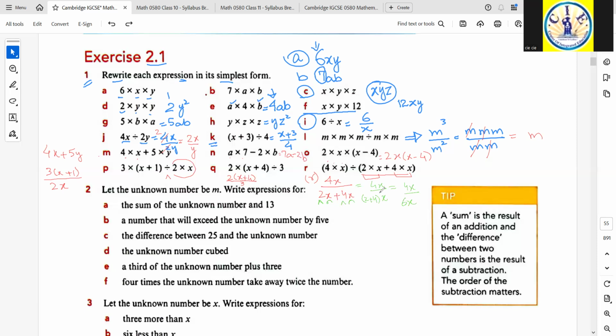Now it is a matter of simplification. The variable x can be now cancelled with this variable in the numerator, and 6 and 4, the coefficients, can be cancelled on the common factor of 2. So the final answer could be 2 divided by 3 only. So that was question number 1.